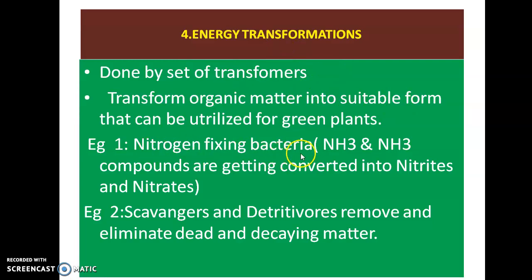For example, nitrogen fixing bacteria. The ammonia as well as ammonia related compounds are converted into nitrates only by means of certain bacteria dwelling in the soil or root nodules. That is called nitrogen fixing bacteria. And the other group is the scavengers as well as the detritivores. They are also concerned with removing and eliminating dead and decaying matter found on our earth. Only by the activity of these two, the organic as well as the dead matter will be decayed, and after that it will be available for the green plants for the efficient absorption of nutrients.